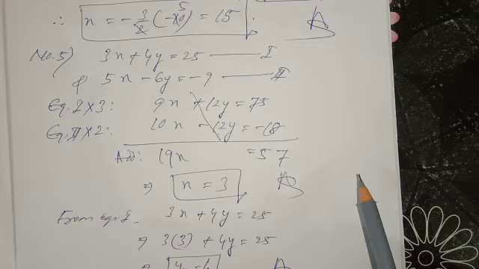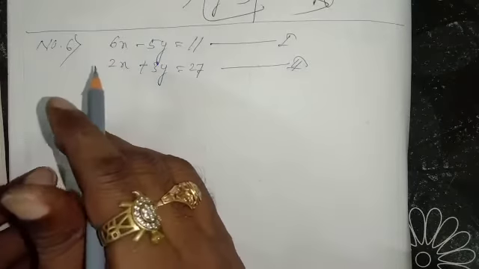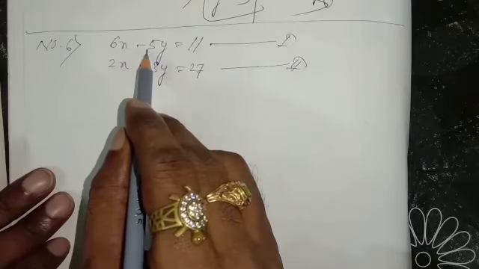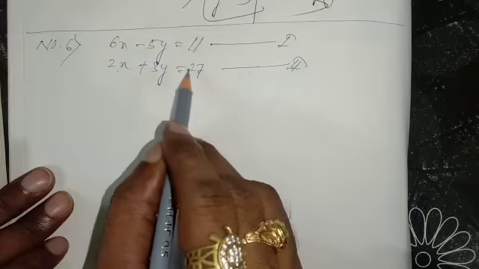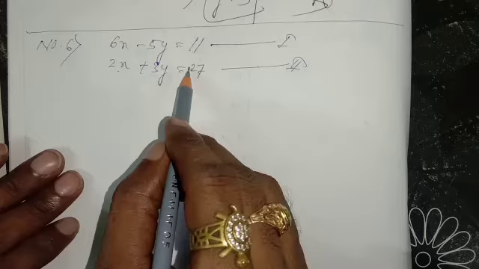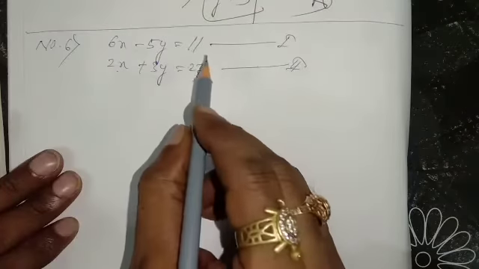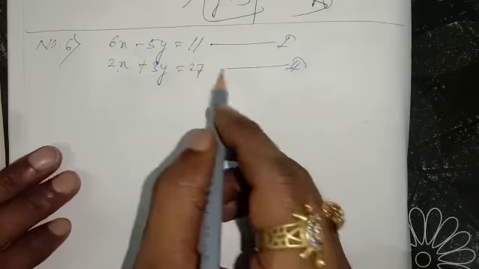Okay, let us go to the next number. See the question number 6. The question given is 6x minus 5y is equal to 11, and 2x plus 3y is equal to 27. These two equations you can solve by any method, either substitution or elimination. I am doing it by the elimination method.